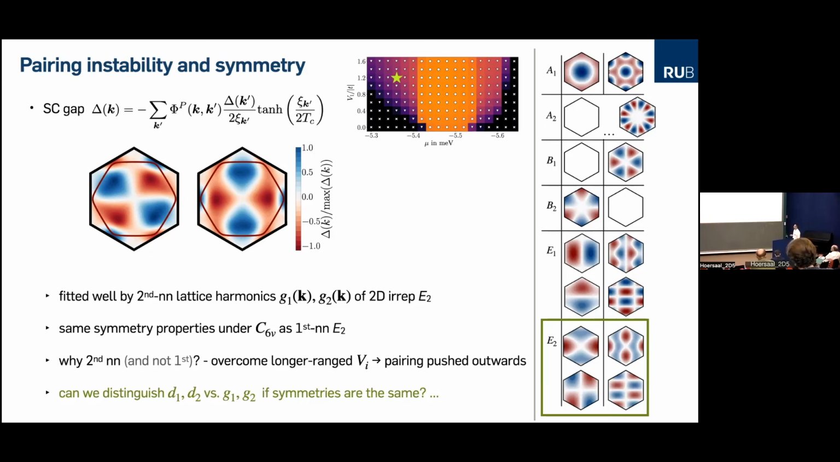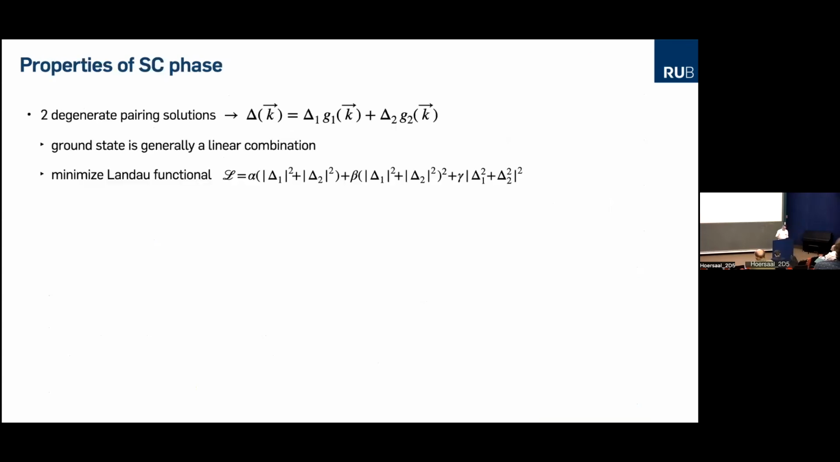So you would have to ask why the system would prefer that second nearest neighbor, and the reason is clear. It's because it has to overcome the longer range Coulomb tail here, and it seems that this is the best state that the system wants to realize, because the pairing is pushed outward. And now, of course, one question remains before I come to my conclusion, and that question is: because the symmetries are actually the same, can we actually distinguish these two different superconducting states, so the D wave and the G wave, which are both in the same irrep?